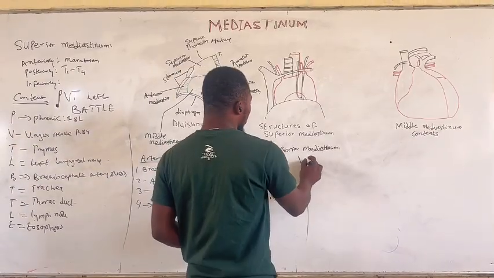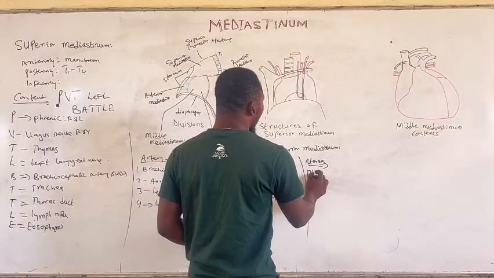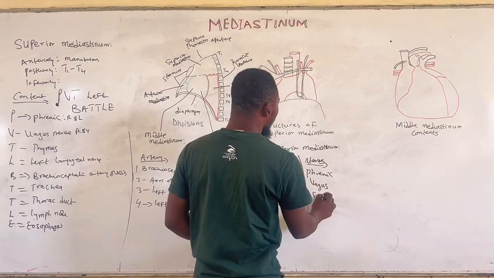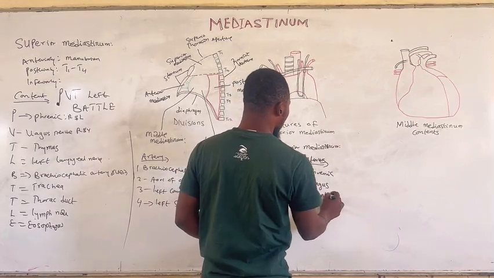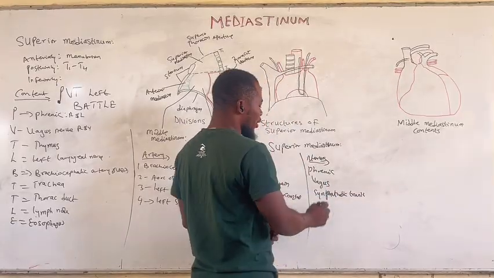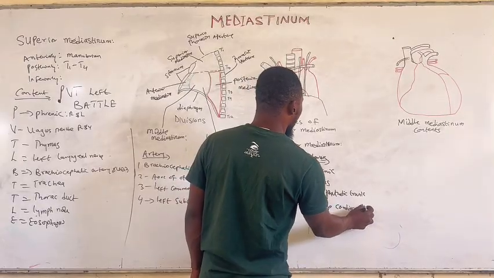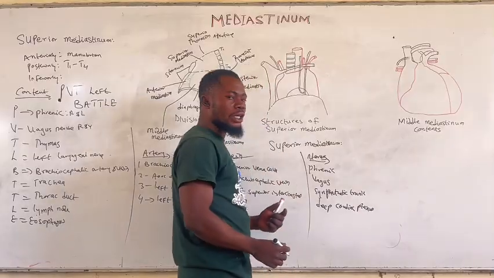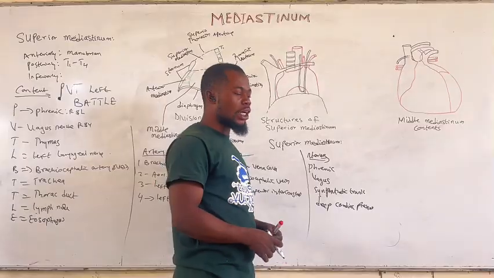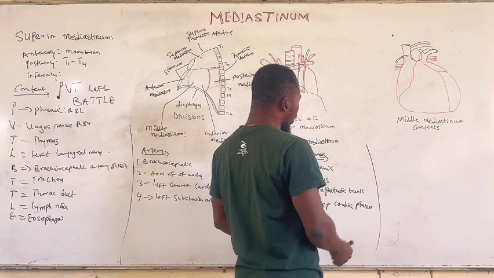For the nerves, the ones that you can find in the superior mediastinum are the phrenic nerve, the vagus nerve, the sympathetic trunk, as well as the deep cardiac plexus. These are the nerves that you can find in the superior mediastinum: phrenic nerve, vagus nerve, sympathetic trunk, and the deep cardiac plexus.